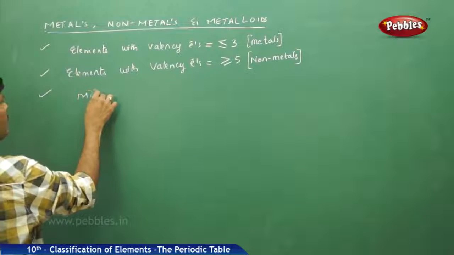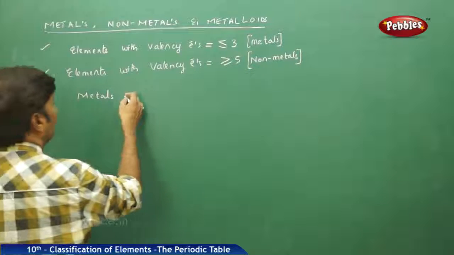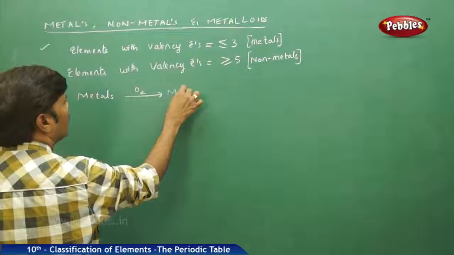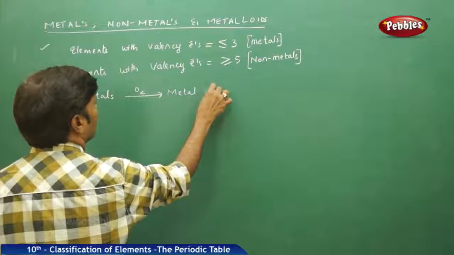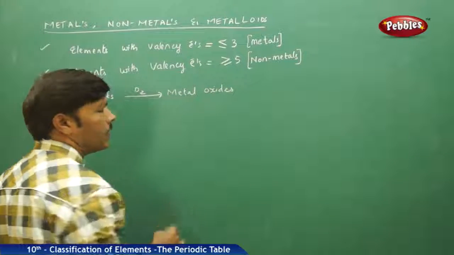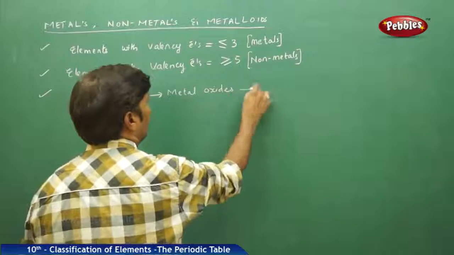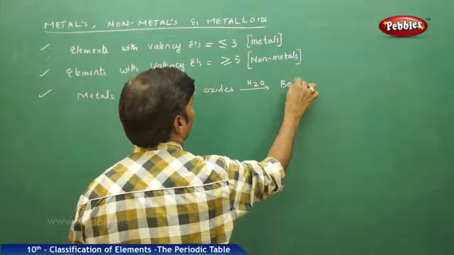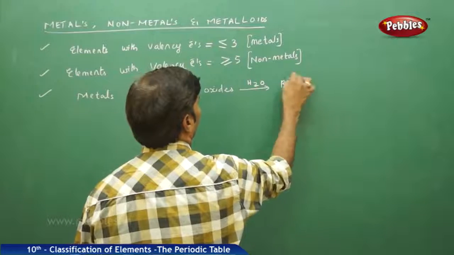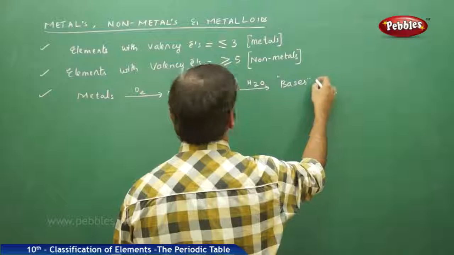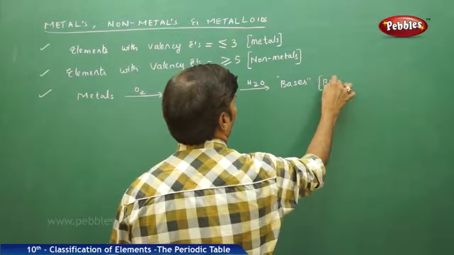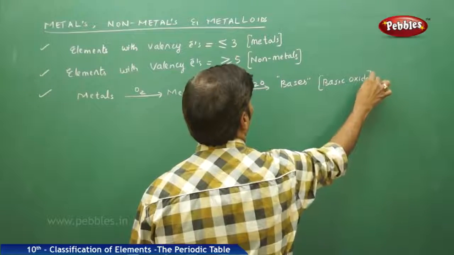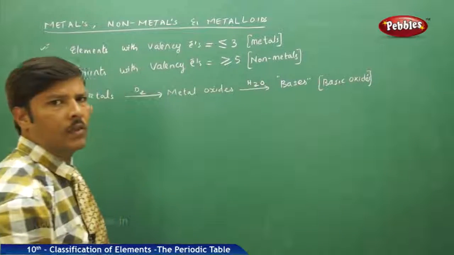Metals, when they interact with oxygen, they form metal oxides, and these metal oxides upon hydrolysis give bases, hence they are basic in nature, hence they are basic oxides.